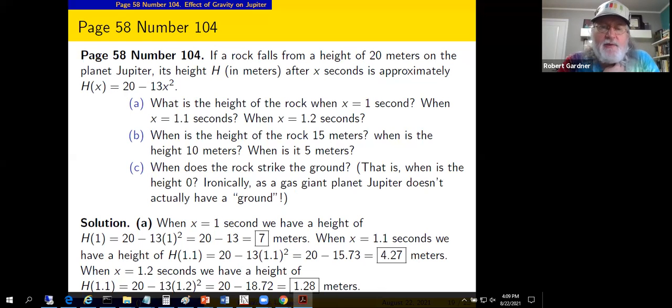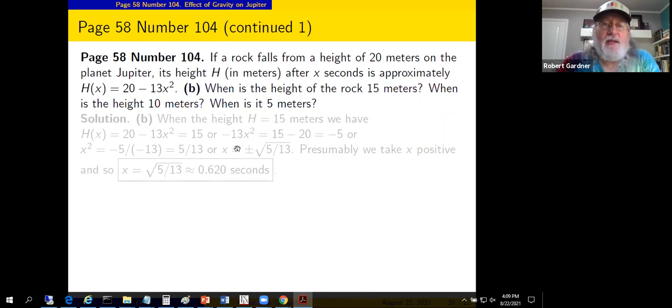Does this make any sense? The story was, a rock falls from a height of 20 meters. You might imagine they've released the rock and it's descending. As time goes by, its height decreases. It starts at 20 meters, 1 second later it's at 7 meters, another tenth of a second later it's at 4.27 meters. It's getting lower, then 1.28 meters, another tenth of a second. So the rock's descending. The fact that these numbers are decreasing makes sense. It's falling.